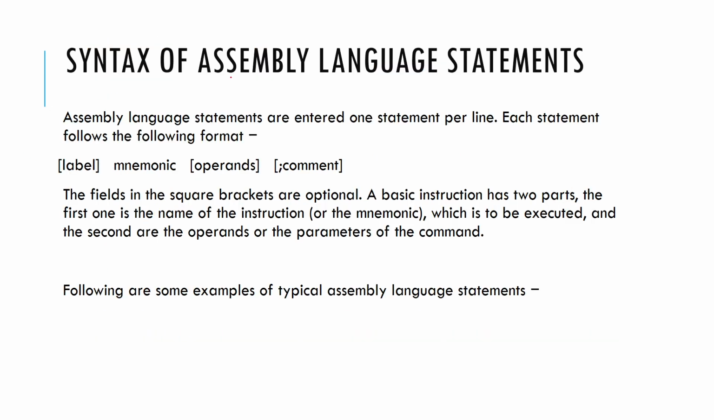Next, syntax of assembly language statements. Assembly language statements are entered one statement per line. One statement per line. Each statement follows the following format. After this we'll discuss what statements are used in assembly language. The syntax of each statement begins with label, mnemonic, operands, and comments.